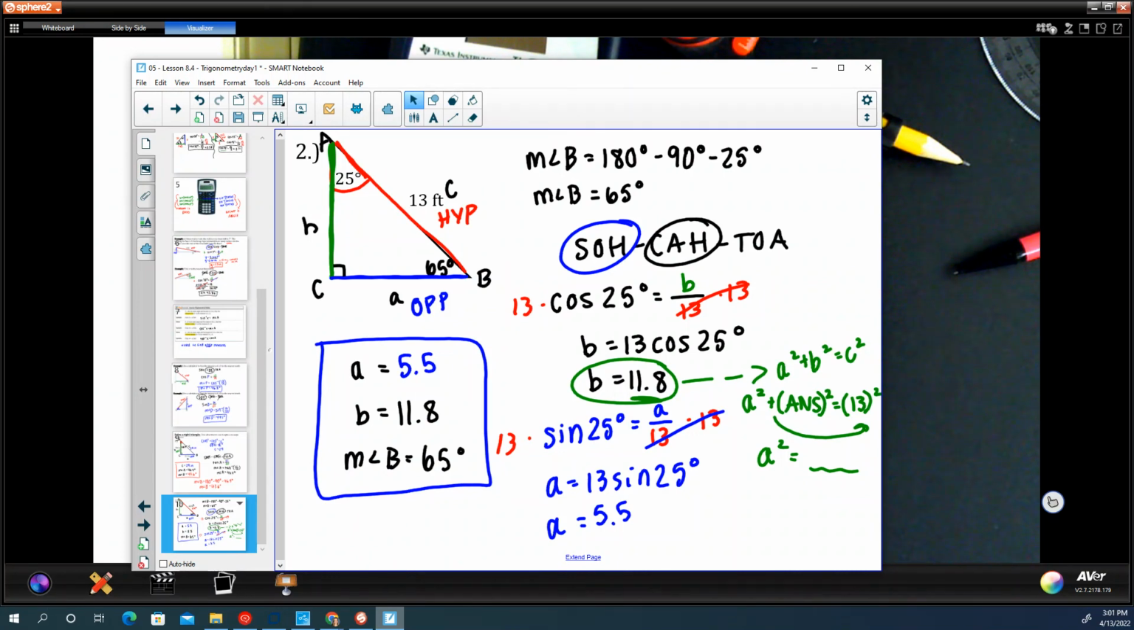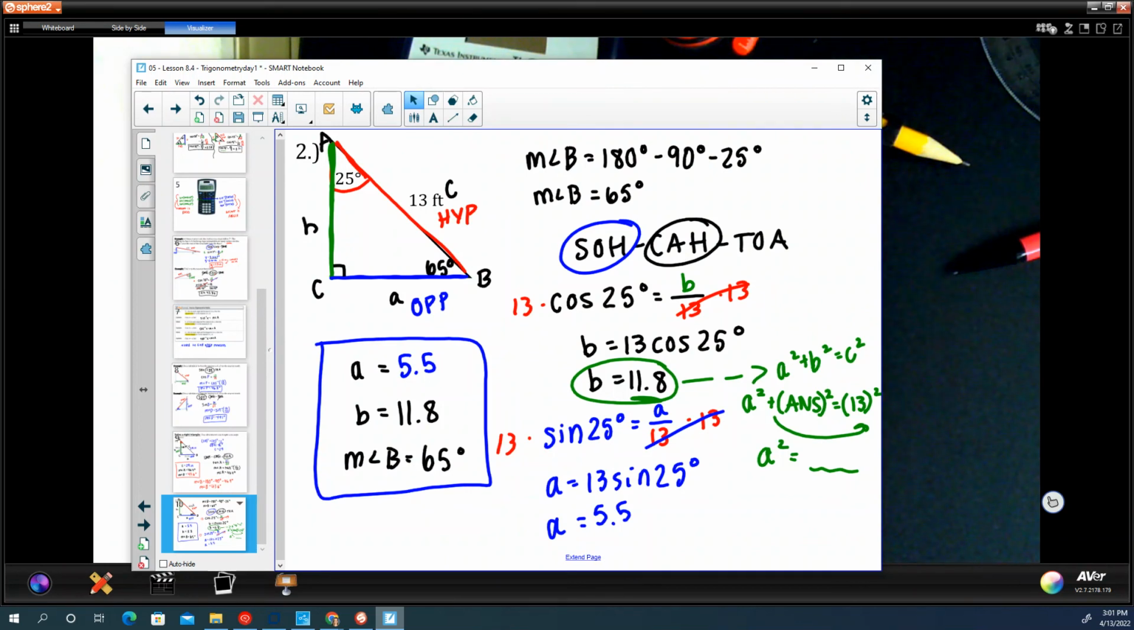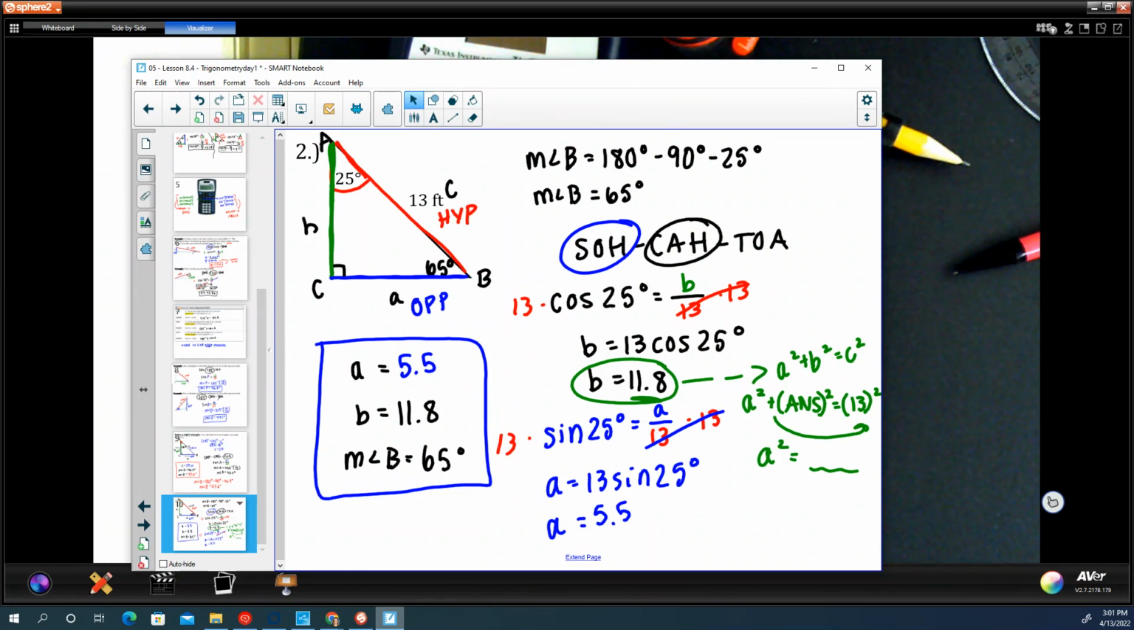I thought there was one up here about precision. This one, attend to precision. That's important in math. Okay, any questions?